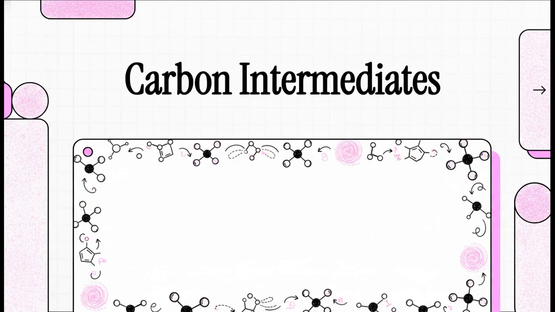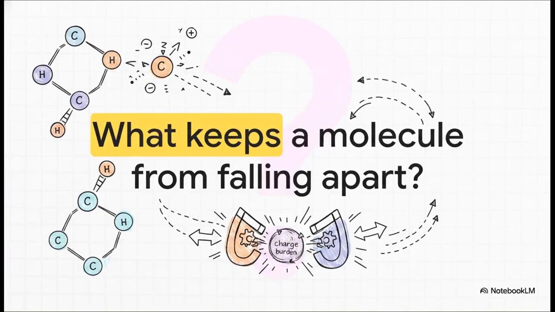We're going to unpack a structural mystery that absolutely rocked the scientific community. Okay, let's dive into this. When we think of chemistry, we usually picture atoms neatly locked together in stable molecules, right? But what actually happens in that split second during a chemical reaction when a molecule is transitioning from one state to another? Like, what keeps it from just completely falling apart?